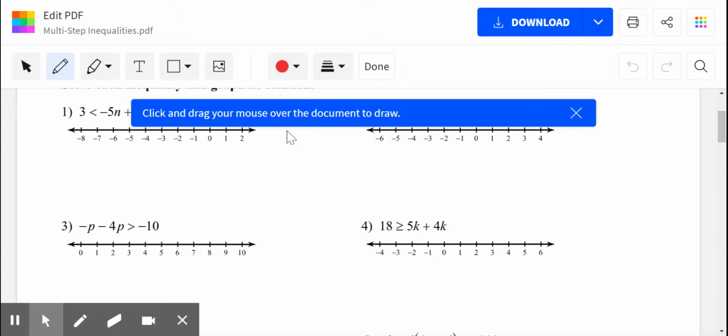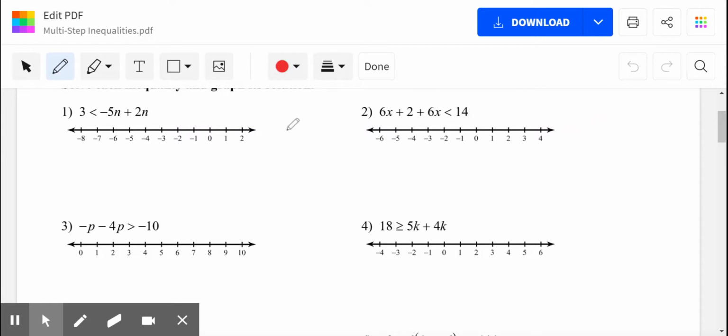There we go. Okay, so if I have 3 is less than negative 5n plus 2n, here this would make negative 3n, correct? So if I have negative 3n, then 3 is less than negative 3n, that's what my next step will be if I combine these two terms. Now, notice I have a 3 and a negative 3 here, so I would have to divide by negative 3 because I want to get that negative 3 away from my variable. All right, so when I divide, of course, these cancel out. But when I divide here, it changes to a negative 1.